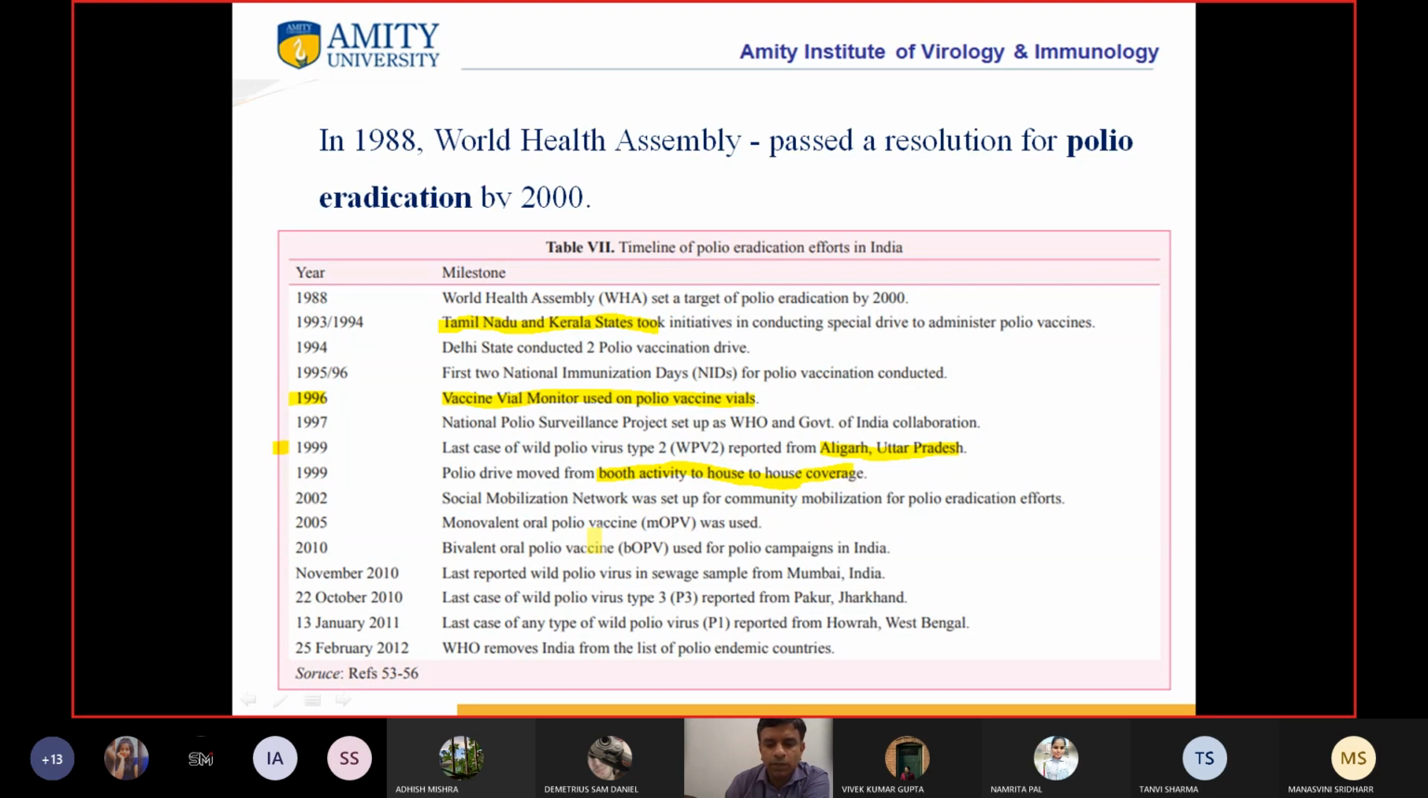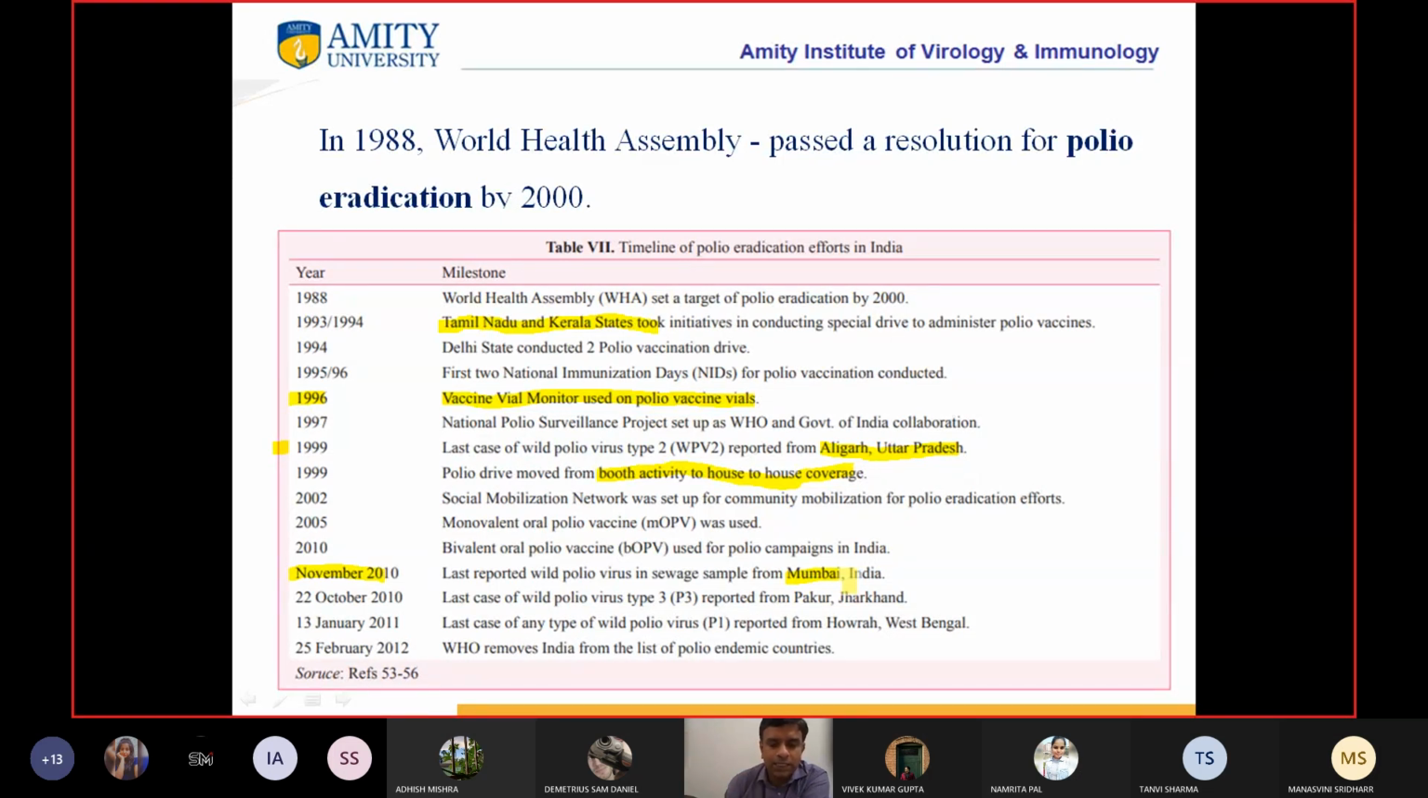At that time, monovalent oral polio vaccine was used, bivalent oral polio vaccine was used, and then with all those efforts, in November 2010, the last wild polio virus was reported in a sewage sample from Mumbai, right? Cases were not there, but it was observed in the sewage sample, right? Now, if it is there in sewage, it means it is there in some people because people are shedding the virus in their feces, right? So if it is there in the sewage, the virus is still there in people. Maybe it is not showing symptoms, okay, but the virus is there.